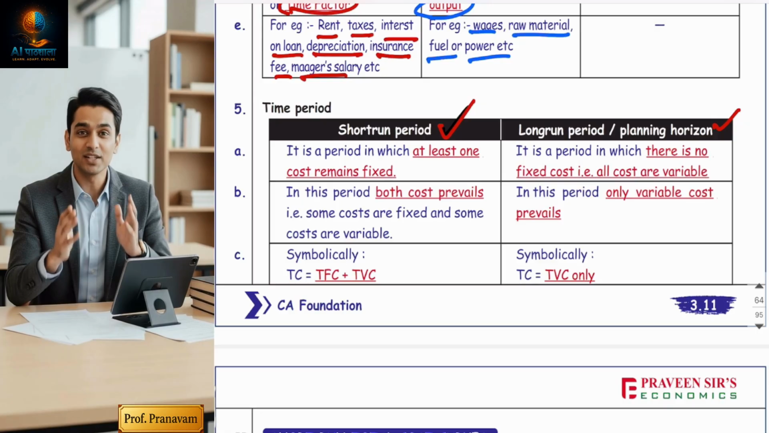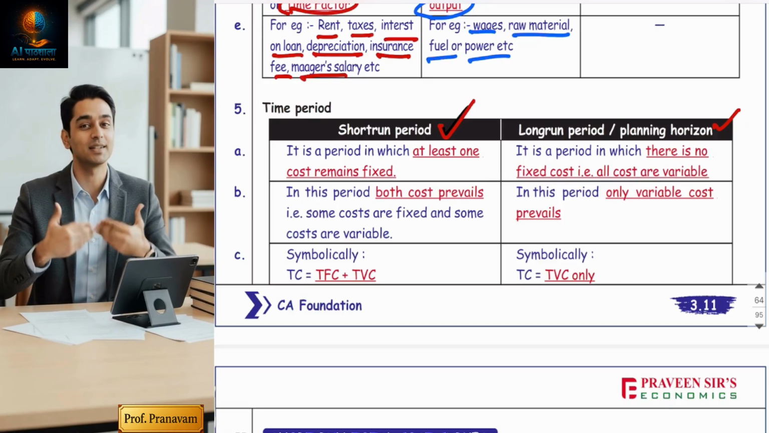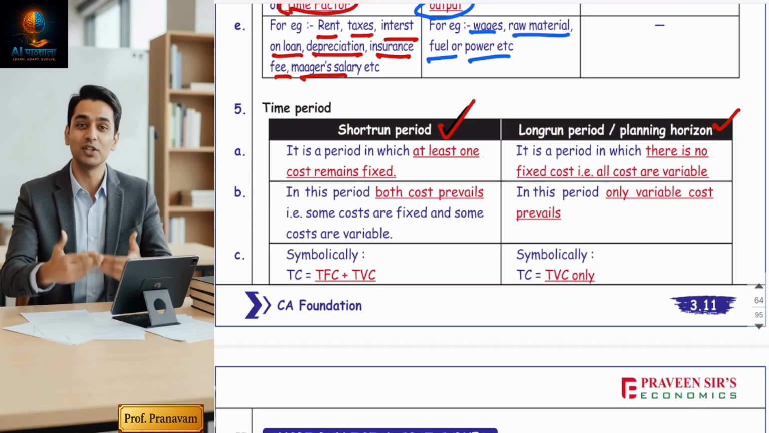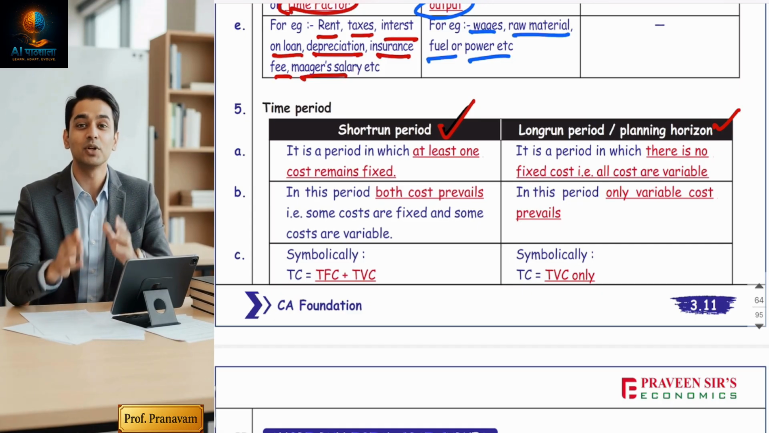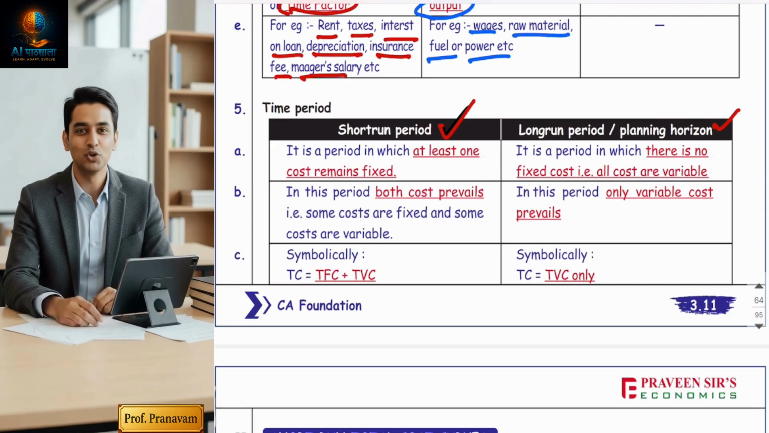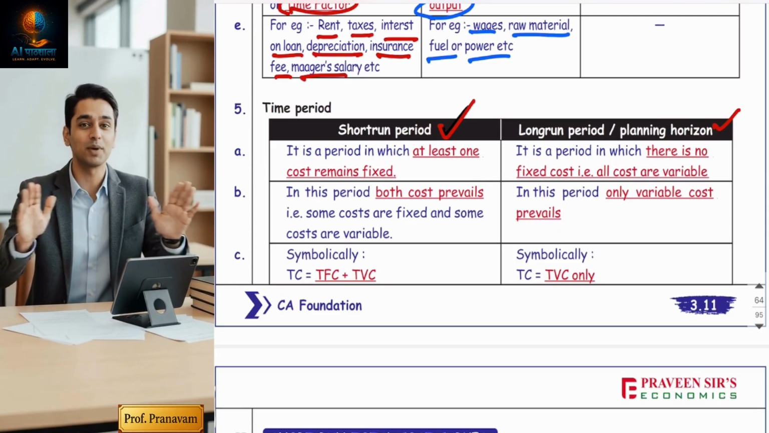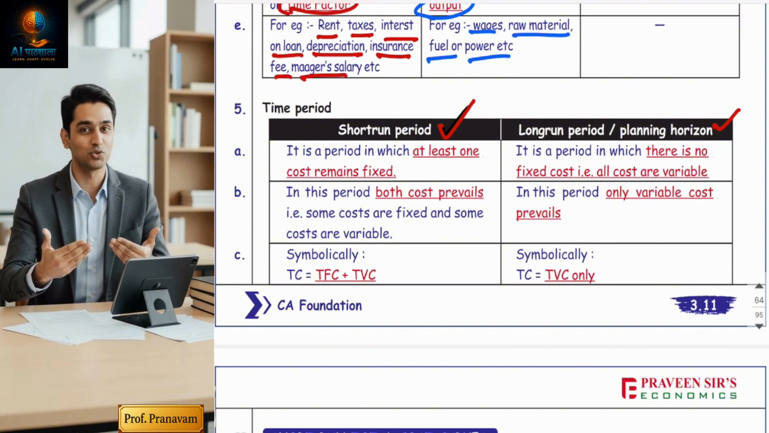Now, if I ask you, students might say, sir, up to 1 year or less than 1 year is short run and more than 1 year is long run, right? Yes, if you are thinking in that way, you are correct on your part. But guys, this definition is of accounts. As per accounts, short run means less than 1 year and more than 1 year is long run.